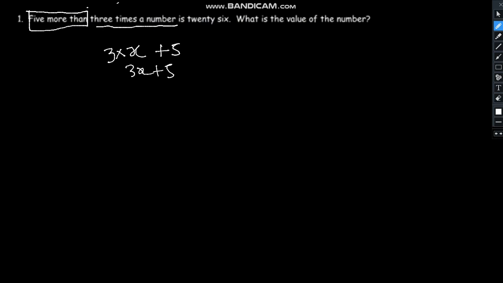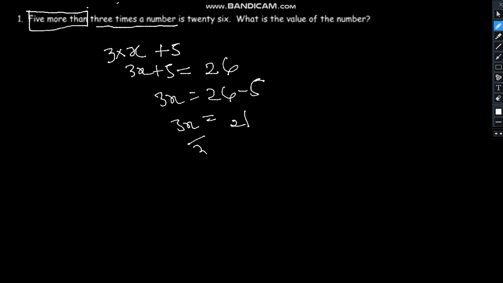So that is equal to 26. I hope you can solve this. 3x will be equal to 26 minus 5. So 3x will be equal to 21. Then you divide here by 3, and you divide here by 3. I think it's clear.